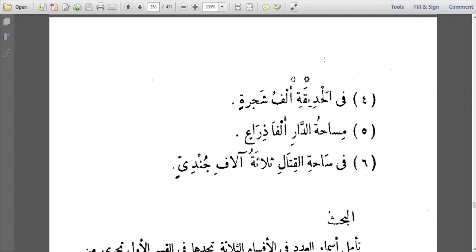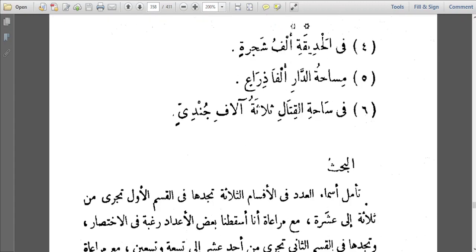But alfa here is mudaf. And when a word is mudaf and it is dual, the noon goes off. When it is plural also, the noon of plural goes off. Fi sahat al-qitali, in the field of fighting or the war field, 3,000 jundiyin, 3,000 soldiers.